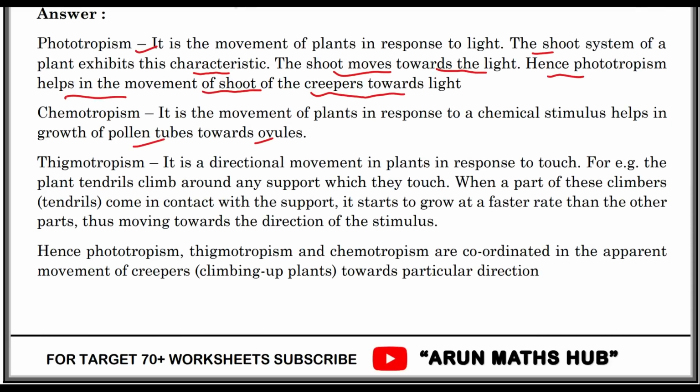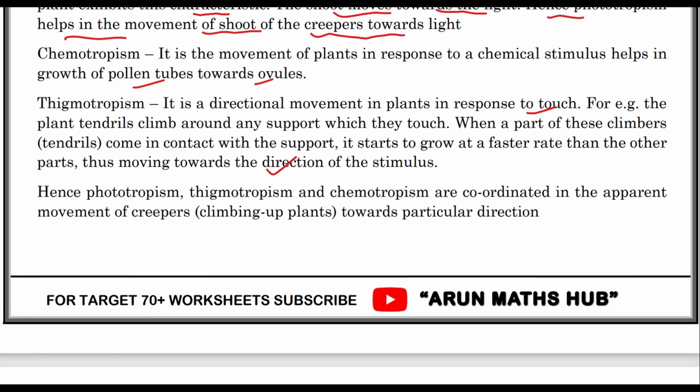Stigmotropism is a directional movement in plants in response to touch. Creepers, by means of stigmotropism, climb around any support when they touch. Because of this, the tendrils of the climbers come in contact with the support and start growing at a faster rate than other parts, thus moving towards the direction of the stimulus. Hence phototropism, stigmotropism and chemotropism are coordinated in the apparent movement of the creepers.